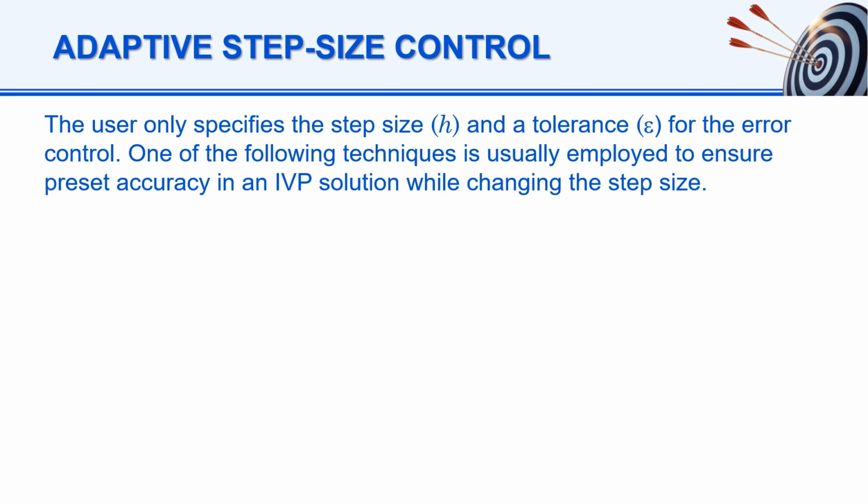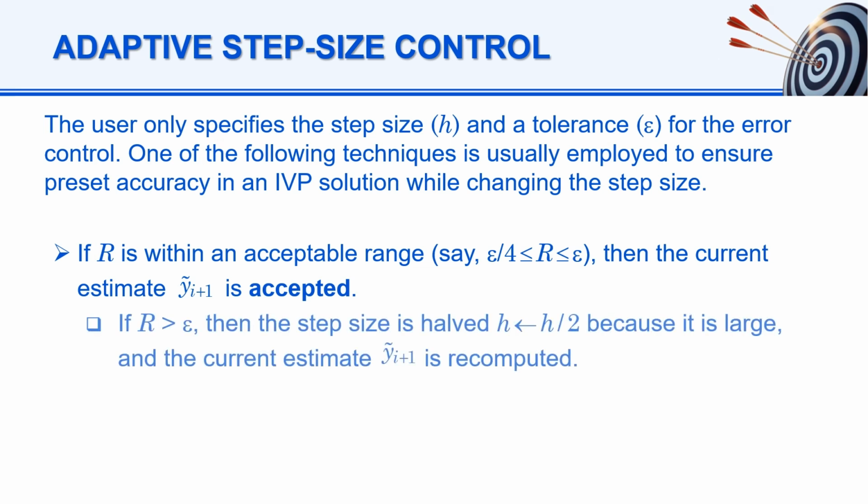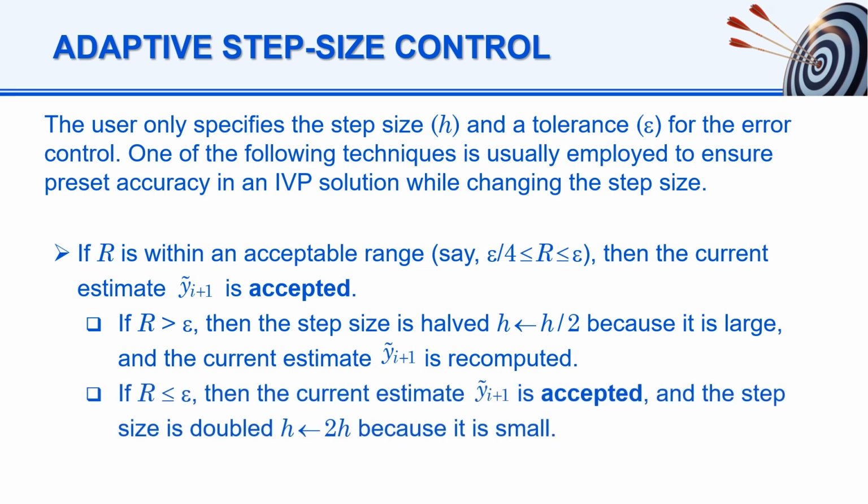One of the following techniques is usually employed to ensure preset accuracy in an initial value problem solution while changing the step size. If the R value is within an acceptable range, then the current estimate with the RK4 is accepted. If the R value is greater than epsilon, then the step size is halved because it is large, and the current estimate is recomputed with the RK4. If the R value is less than or equal to epsilon, then the current estimate is accepted, and the step size is doubled because it is small.